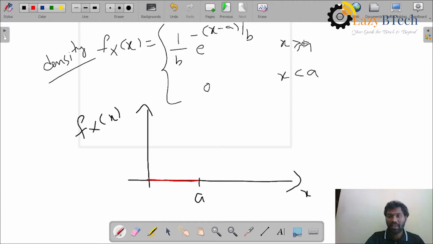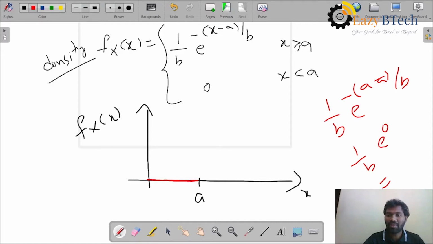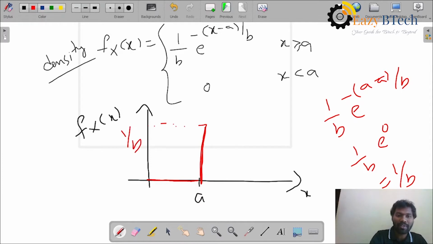If we put x equal to a, it becomes 1 by b into e power minus of (a minus a) divided by b. That means 1 by b into e power 0, and e power 0 is equal to 1, so the value is 1 by b. So at x equal to a, it has a value of 1 by b.